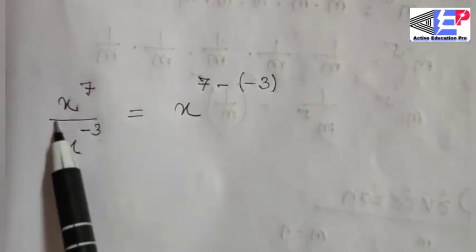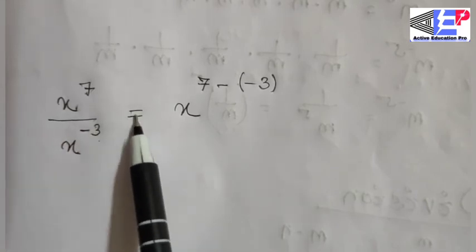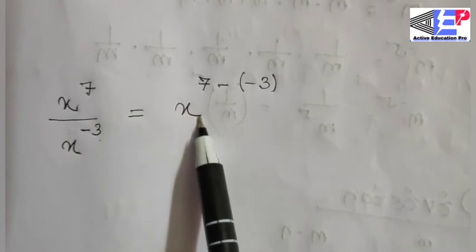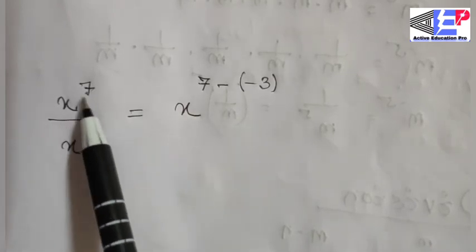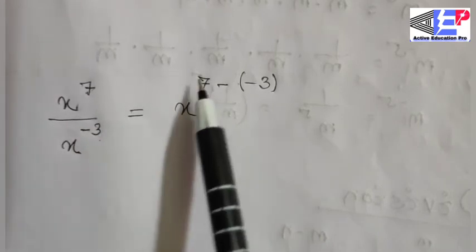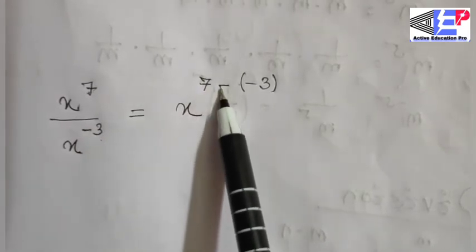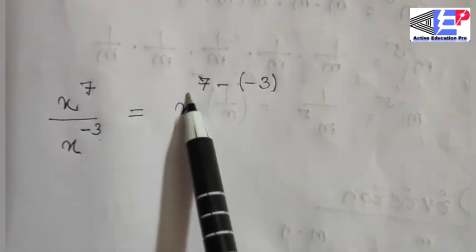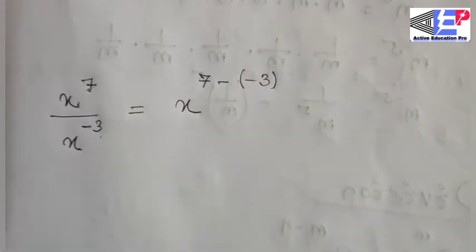Again I repeat it. The question is x to the power 7 divided by x to the power minus 3. As you know, the variable is the same, so write the variable and subtract. First write the numerator power, then subtract the denominator power. First write 7, then subtract, which means putting a negative sign. Then the power is minus 3, so 7 minus of minus 3.